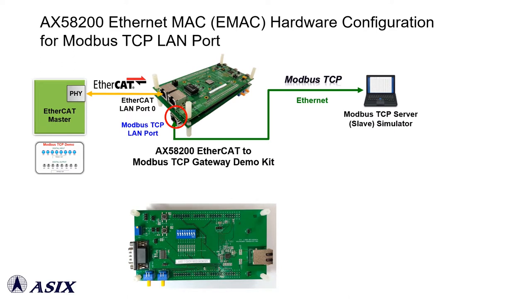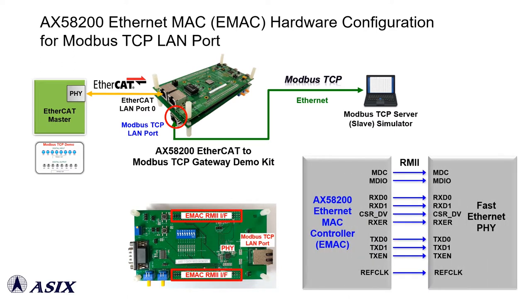AX58200 EtherCAT slave controller supports two embedded fast Ethernet PHY for EtherCAT network connection. For Modbus TCP LAN port, AX58200 supports another Ethernet MAC controller. Designers can connect with an external RMII Fast Ethernet PHY for Modbus TCP network connection.